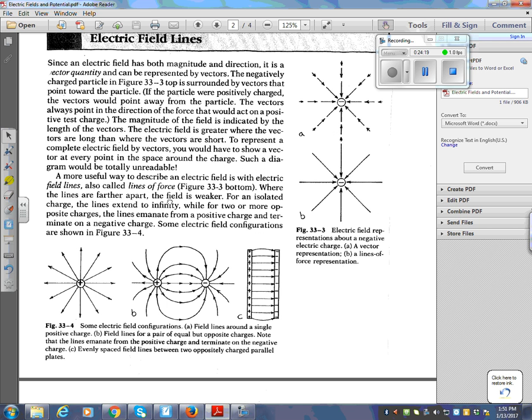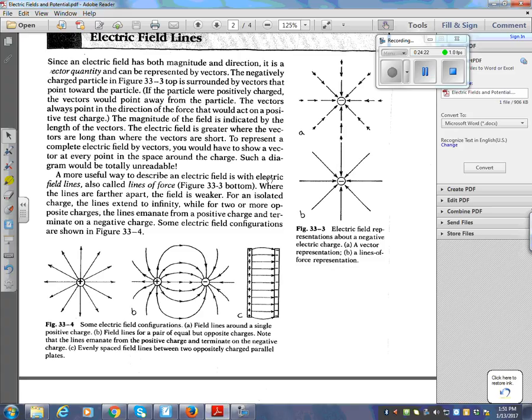A more useful way to describe an electric field is with electric field lines.